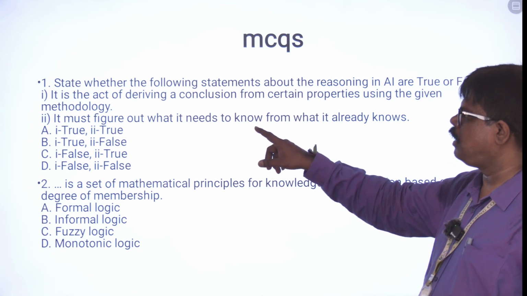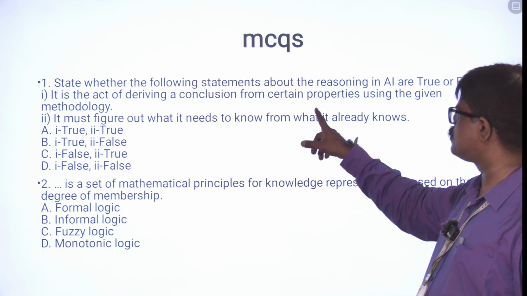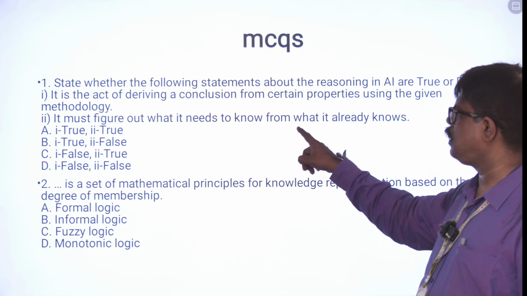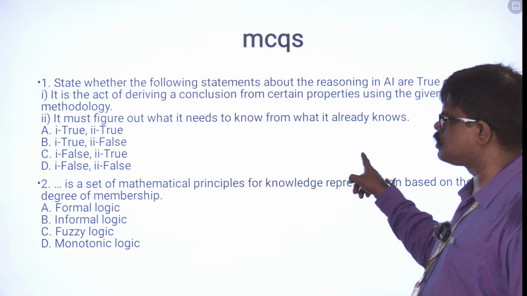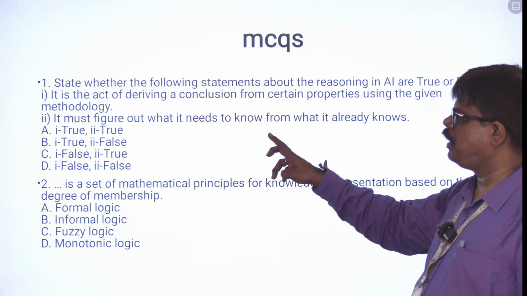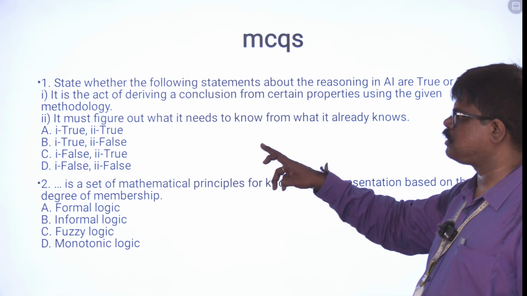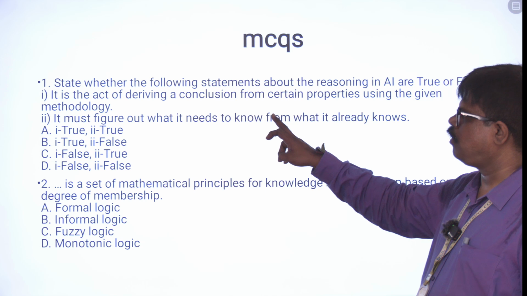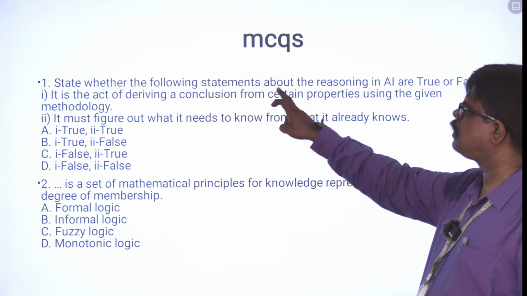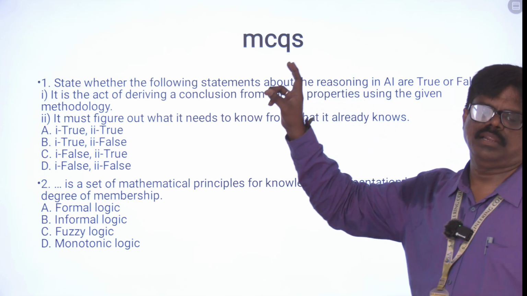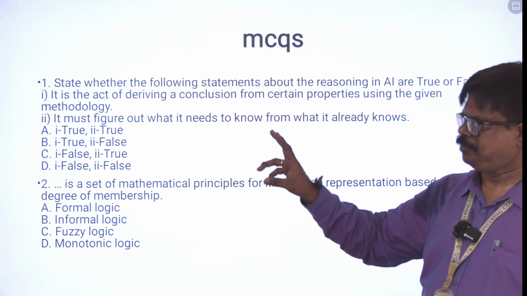One is, it is the act of deriving a conclusion from certain properties using a given methodology. The other, it must figure out what it needs to know from what it already knows. We are given four choices. First choice is true, true; B is true, false; third choice is false, true; and fourth choice is false, false. So you have to carefully analyze the question and decide whether each statement is true or false.